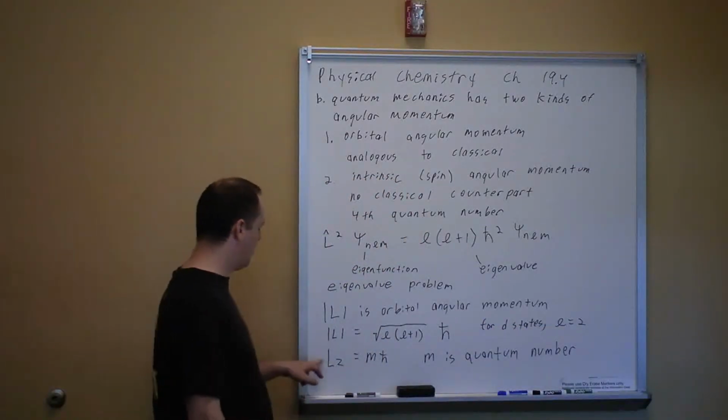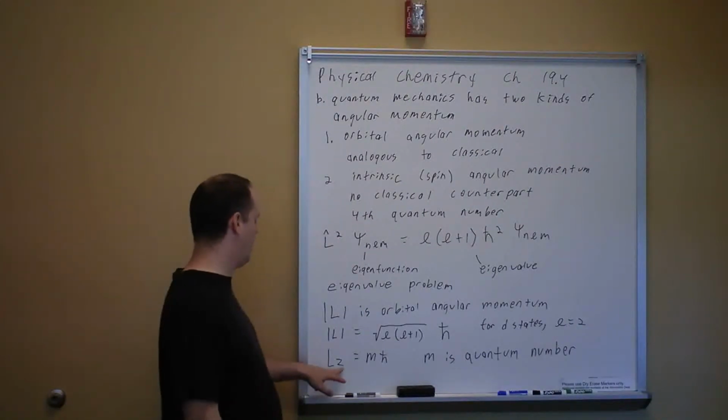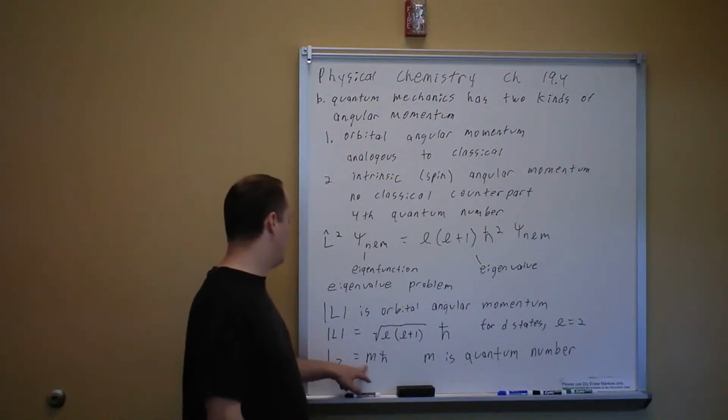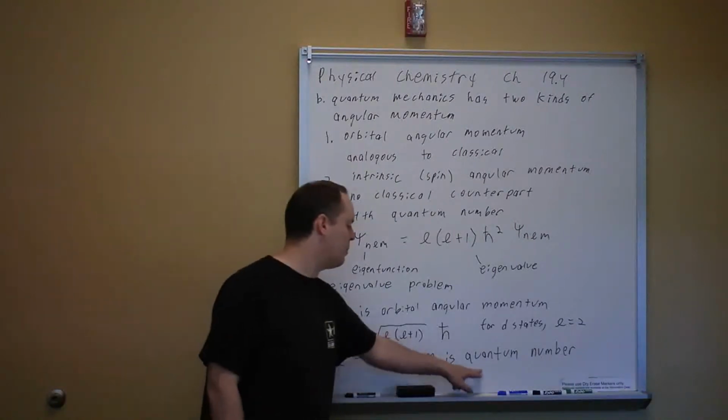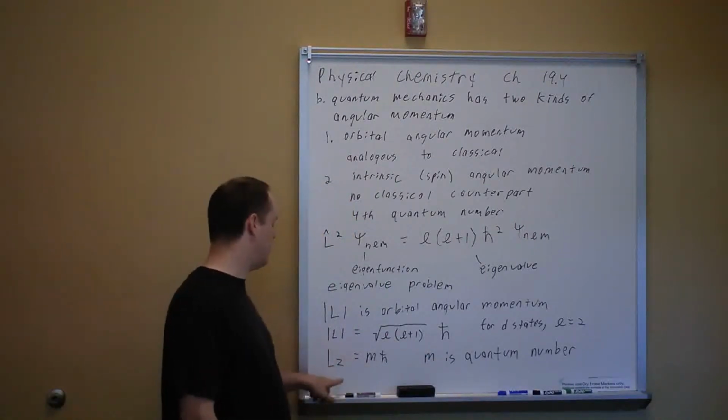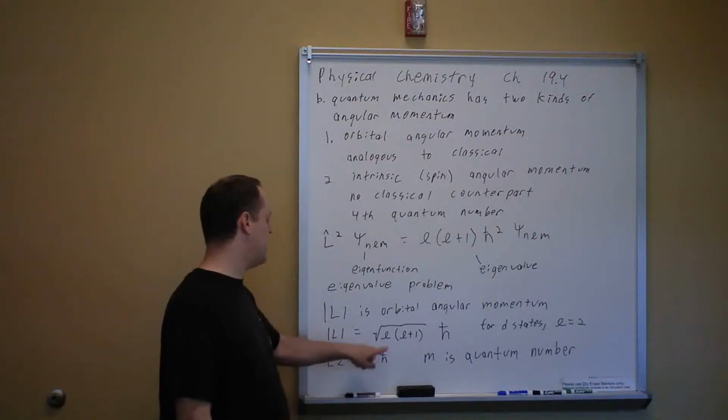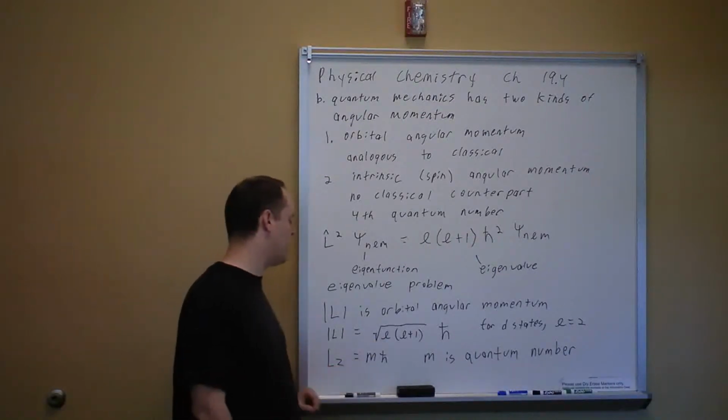So there's going to be a component, x, y, z. So like L for z is going to just be, not mass, quantum number m times h bar. So this m is going to be the z component of L. We'll talk about that in a little bit.